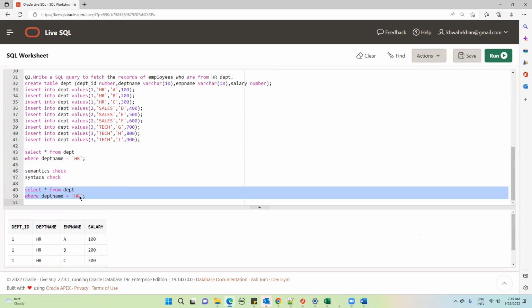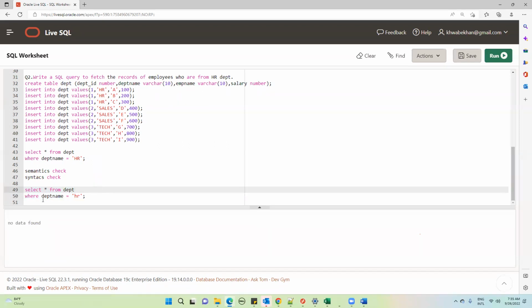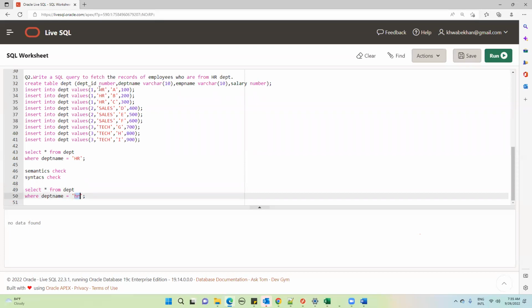Now, suppose if I write lowercase hr, what will happen? The system will not give the output because data is case sensitive. Let me check. Oh, it is telling no data found. I was thinking, why is it telling no data found? I am searching for department name HR. HR department is present here. Then why is it not giving this? So let's try to do one thing.